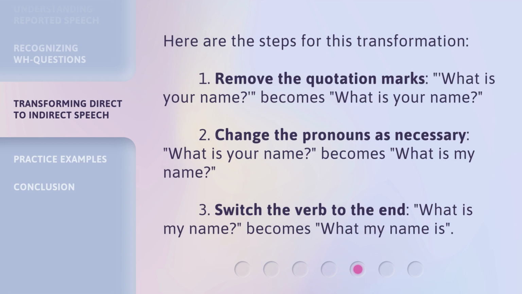Here are the steps for this transformation. 1. Remove the quotation marks. "What is your name?" becomes, what is your name. 2. Change the pronouns as necessary. What is your name becomes, what is my name. 3. Switch the verb to the end. What is my name becomes, what my name is.